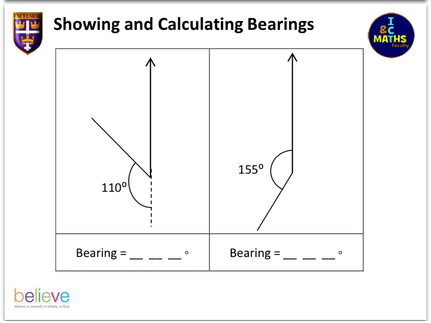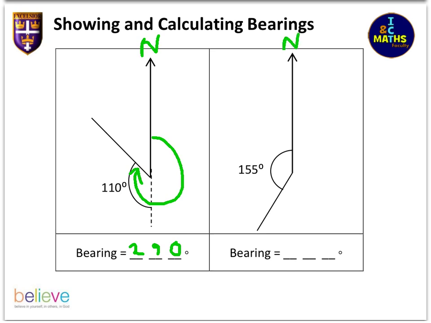Okay, getting slightly more complicated again, and remember that you always have to measure bearings clockwise from north. So there's my north, and the bearing in this case is all the way around there. So in this one, again, another little calculation needs to be done. I'm going 180 to that dotted line and then 110 further than that. So my final answer for this one is 290.